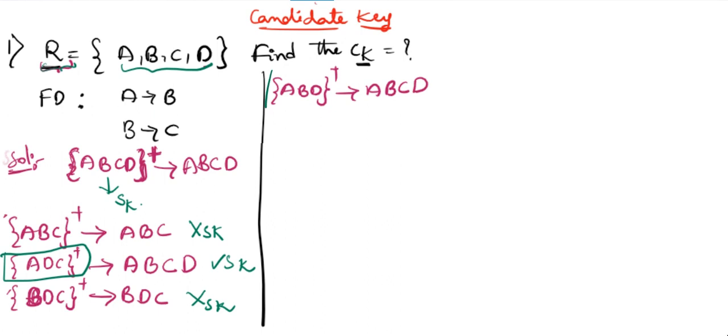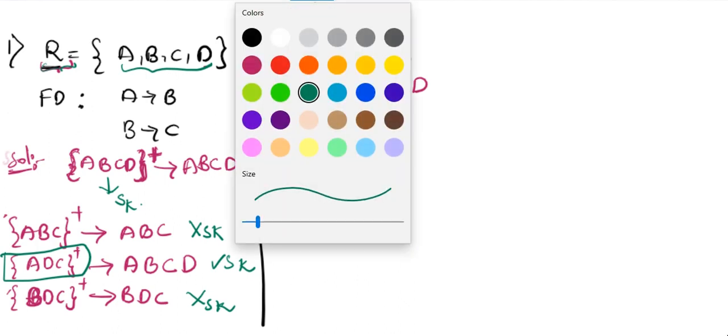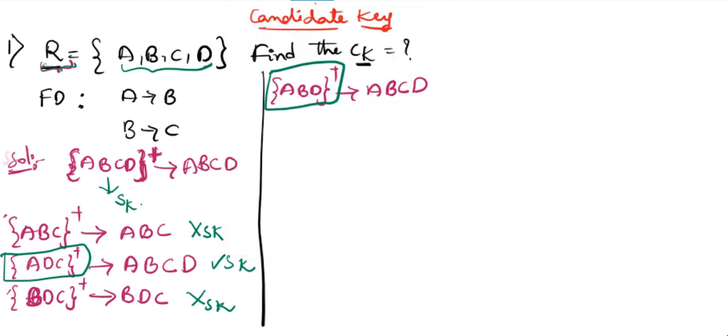This is also a super key. Just draw a rectangle; whatever closures are there, those are super keys. Next, is there any other possible? BCD is completed, CDA is ADC. ADC is completed. Yes, ADC is completed.